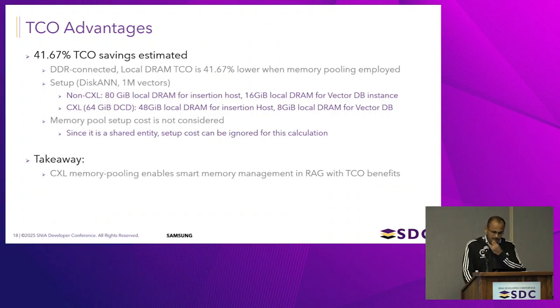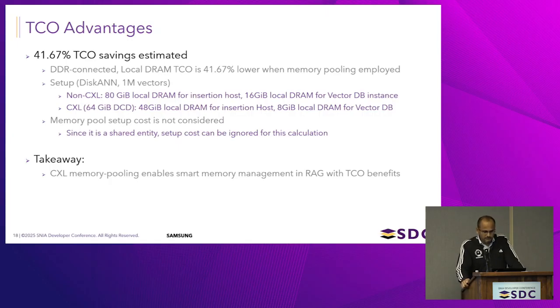So it's important to talk about the TCO benefits of such an approach. We explored CXL memory pooling for the rack pipeline. So what's the benefit? We certainly have TCO benefits. Our estimate is that it could result in 41% TCO benefits with the memory pooling approach in the rack pipeline.